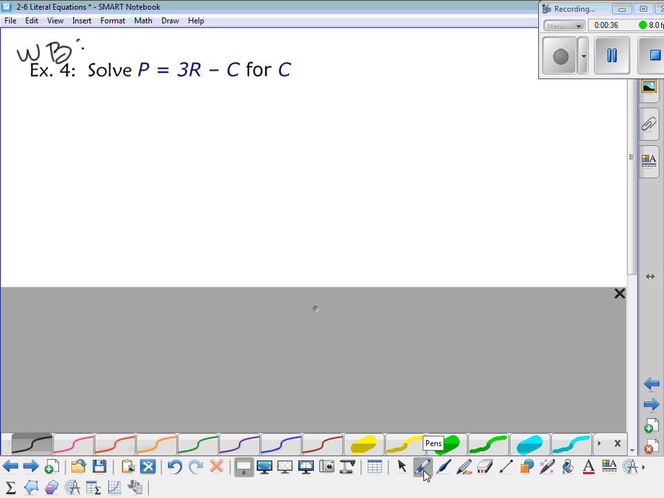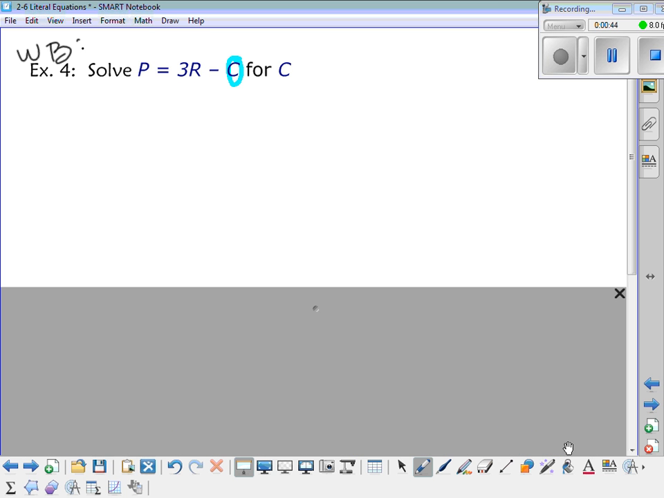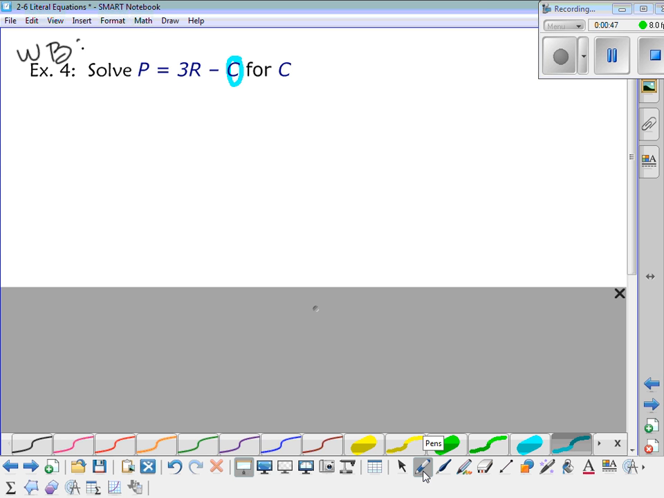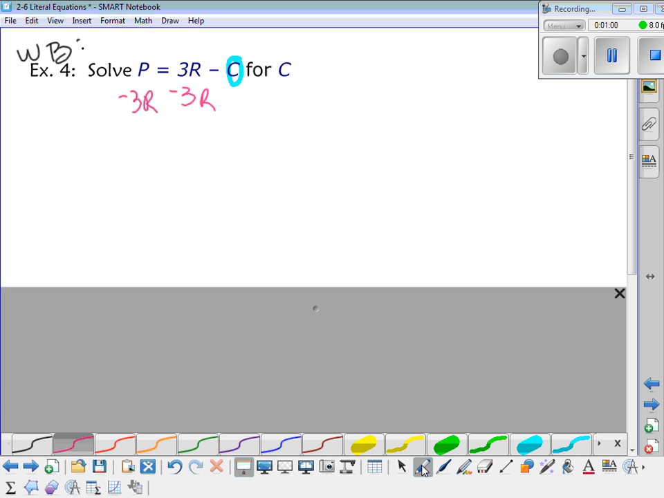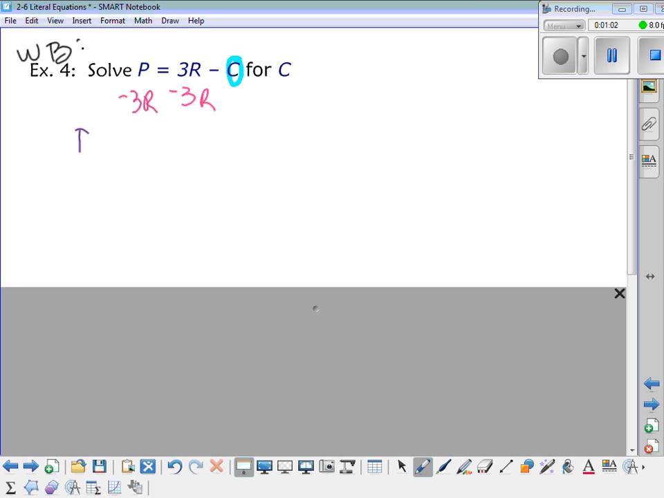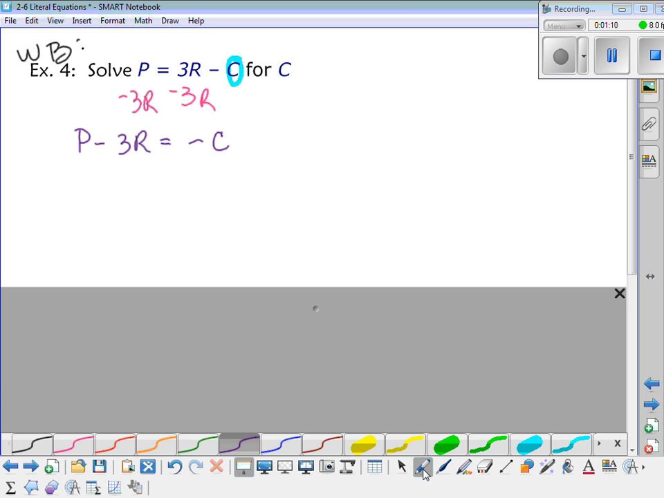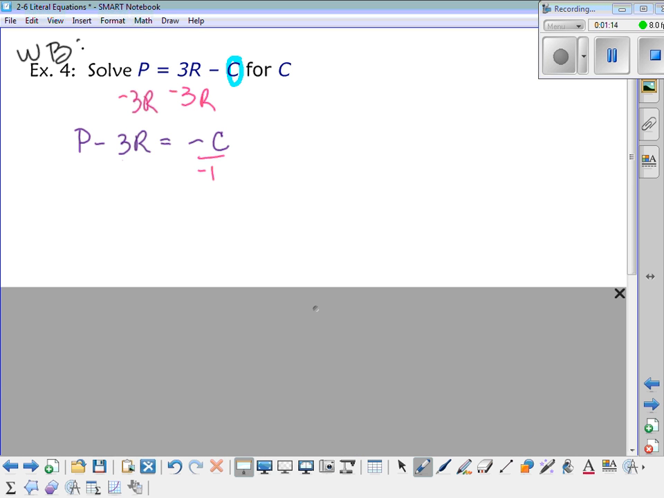So there were a couple of ways that you could do this. You want to get the c alone, so I'm going to go ahead and mark that. So what we can do is subtract 3r from both sides. And then we have p minus 3r is equal to negative c. Make sure you didn't drop that negative sign. So the c is not quite alone. You got to divide everything by -1.